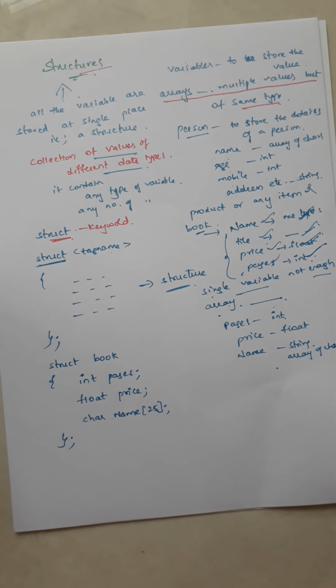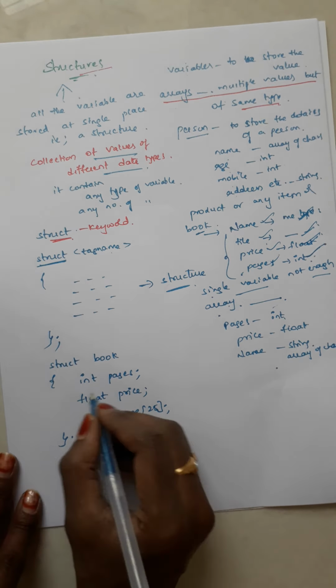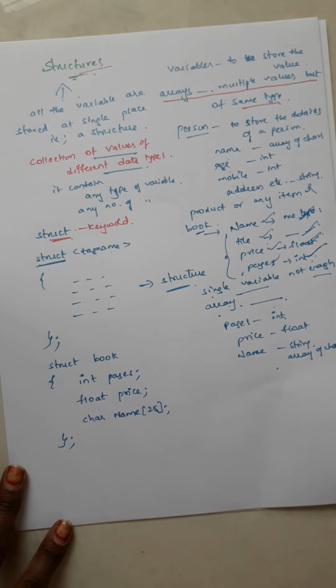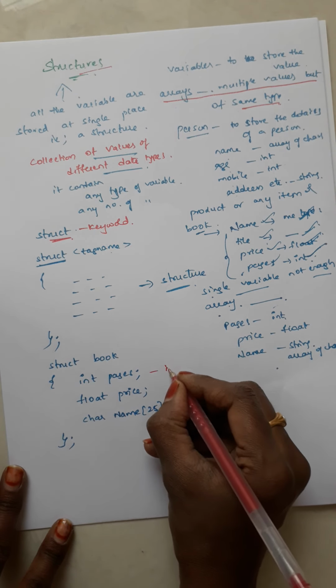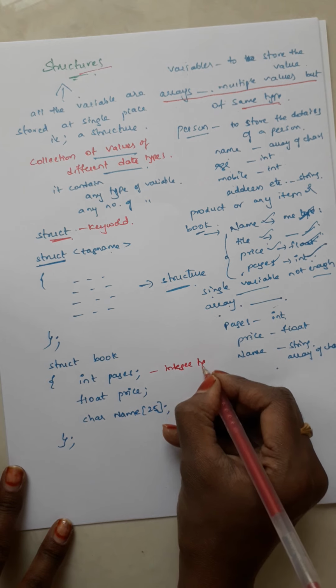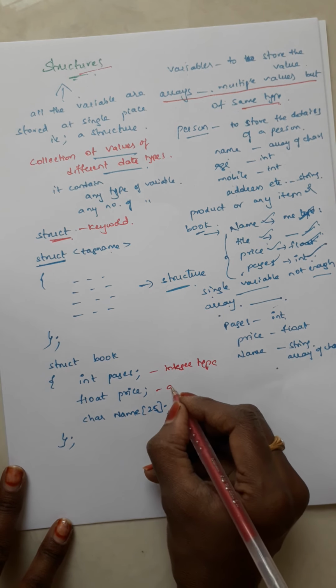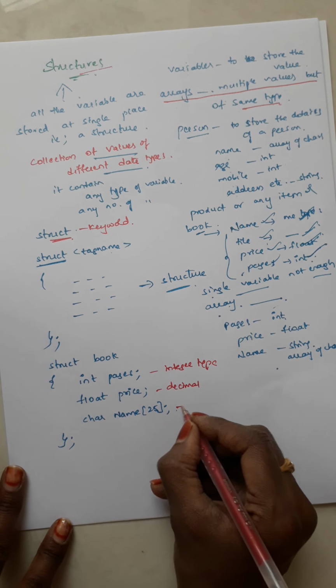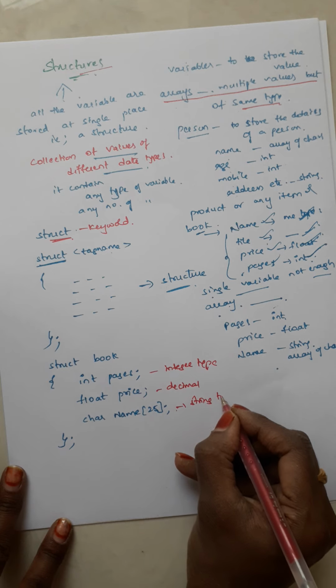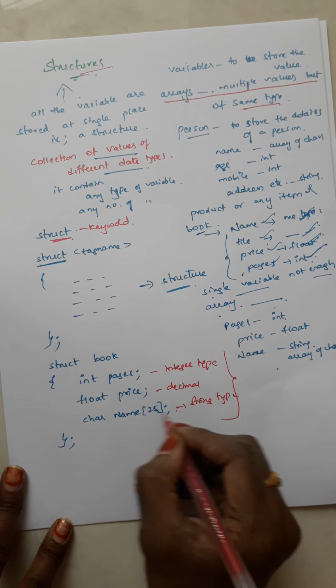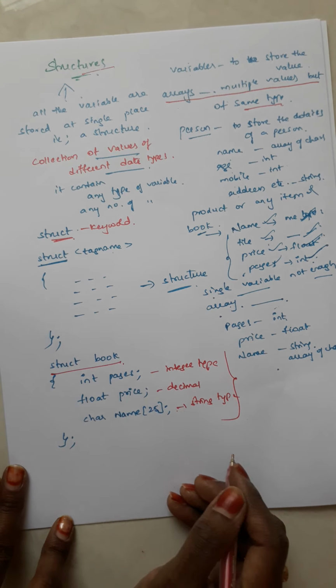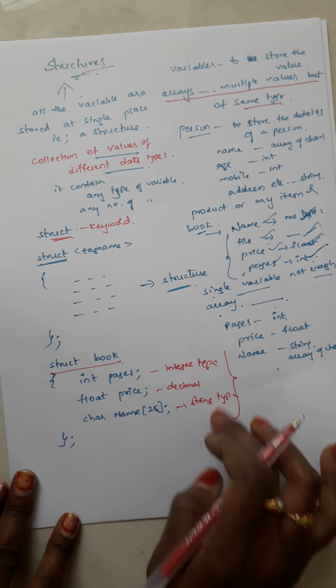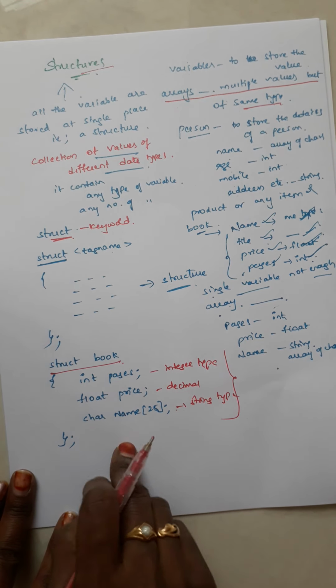Here we declare a struct book, int pages, float price, char name. So here it is an integer type. This is a decimal type and this is a string type. These are the different values declared in a structure. Now this is a structure which contains all the three values.